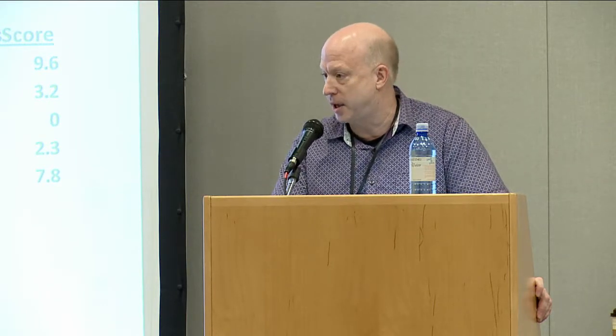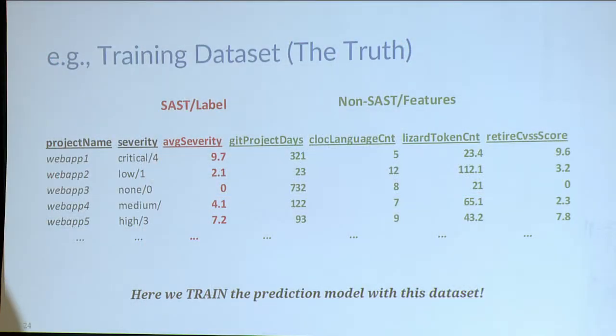So here's an example of a training data set. We call it the truth. And each row represents an instance of a web application that we just ran a scan with. And you'll see that the red, that's the SAST label. That's the question we're trying to answer. And then everything here is our non-SAST, our features. And we're taking all this data and we're shoving it into machine learning algorithms. And they're trying to figure out, how can I make this prediction? That's it. And that's all it is.